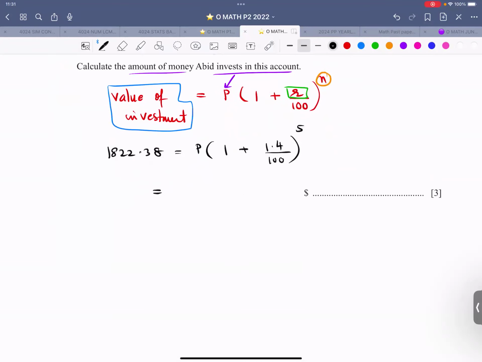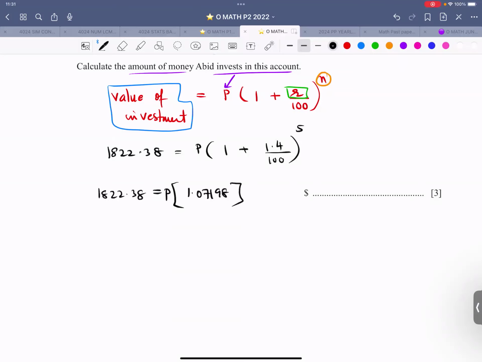So let me first evaluate 1.4 over 100. First of all, this value, and let me open up the calculator, hold for a second. 1.4 divided by 100, that is this much, plus 1. And let me raise it to a power of 5. This comes out to be 1.07198, and this multiplied by P.